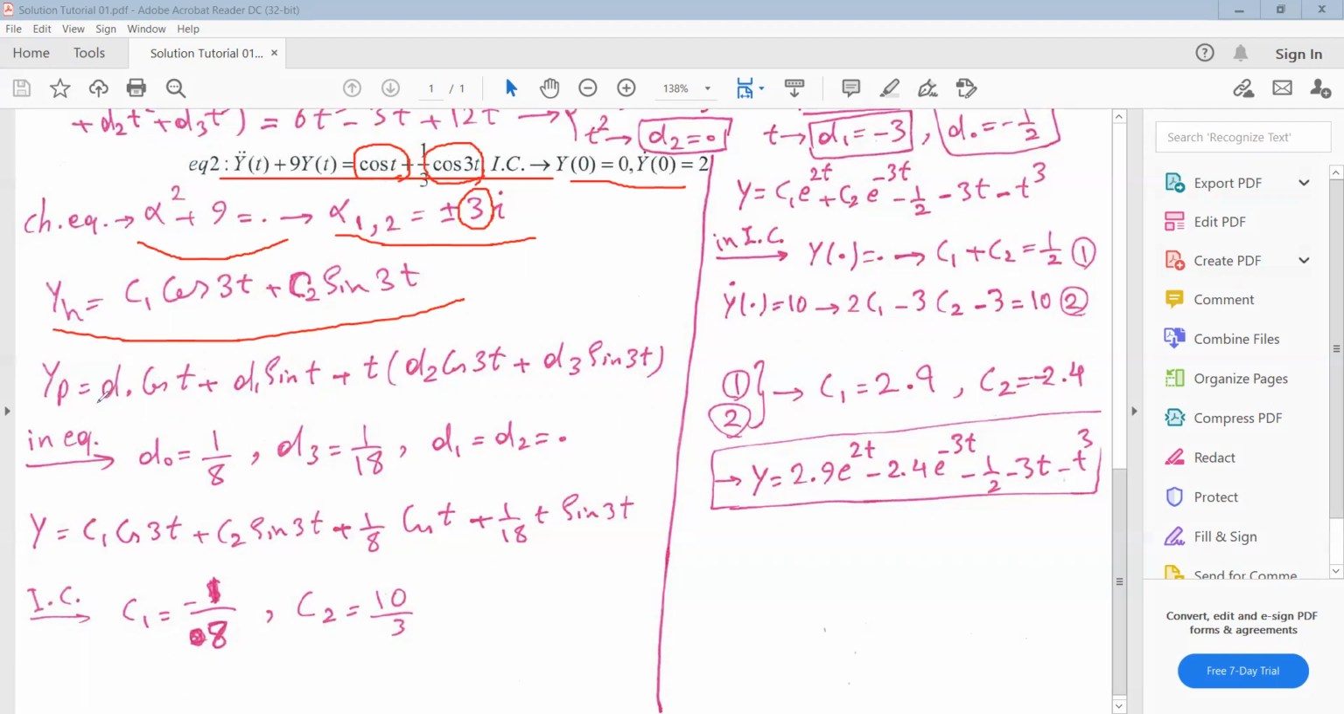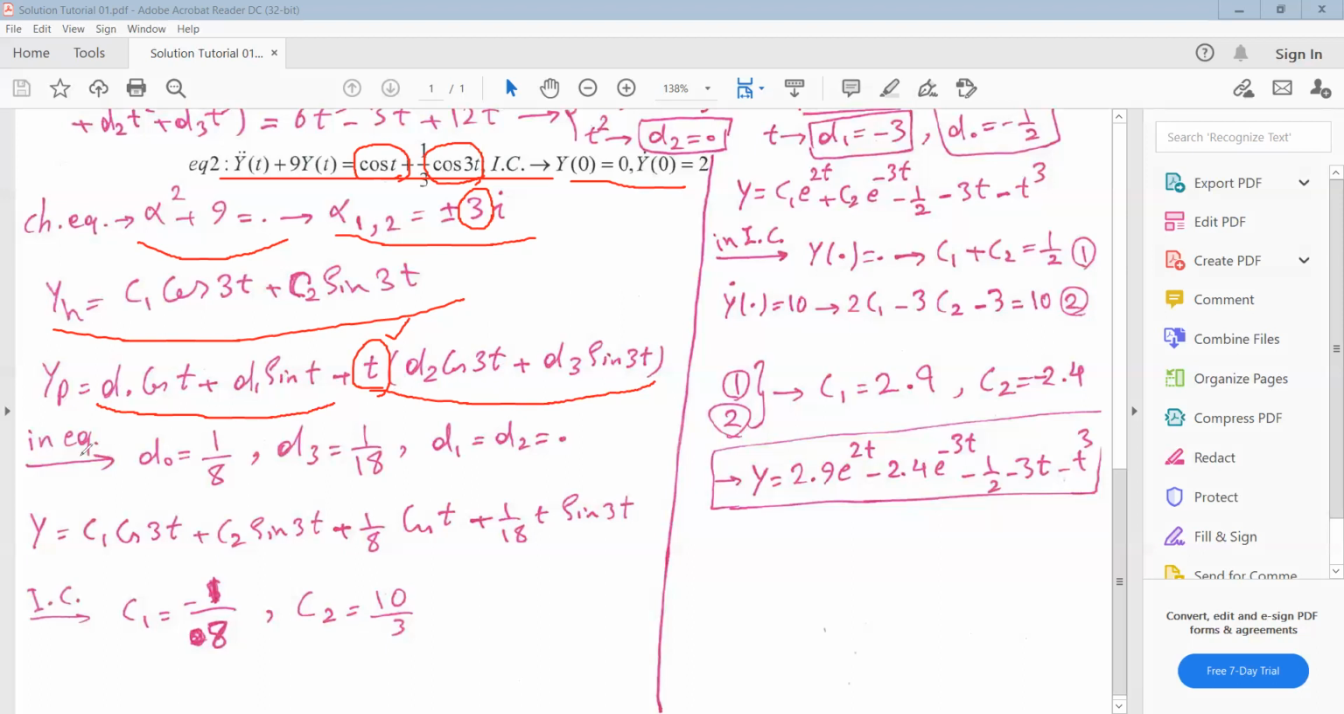So the particular response will include two different parts. The first part is due to the frequency of 1, and the second part is due to the frequency of 3 with a coefficient t, which is there because we have the same frequency as the natural frequency. Of course, this is a mathematical method, but in vibrations, we can see the effect of this t in the response. When you plot the response, you can see the amplitude of the response will increase with time, and it's not bounded.